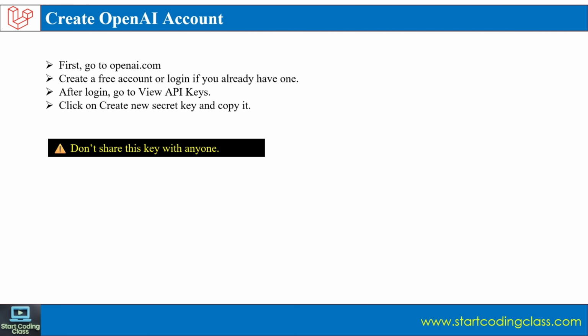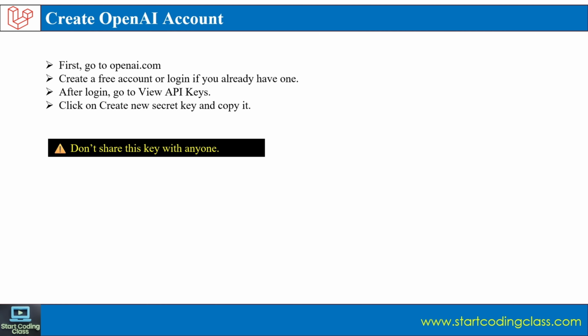So first of all, we need to create an OpenAI account. So for this, we need to go to openai.com and create a free account or log in if you already have one. And after login, go to view API keys, click on create new secret key and copy it. Don't share the key with anyone.